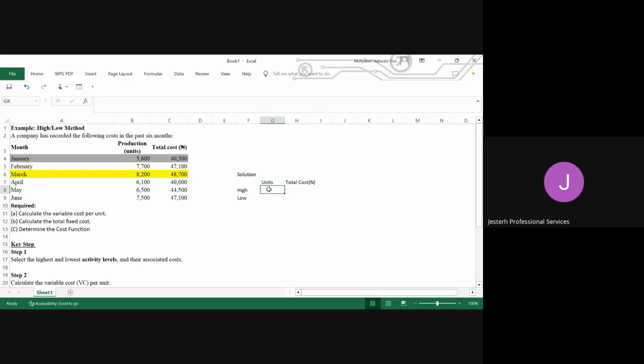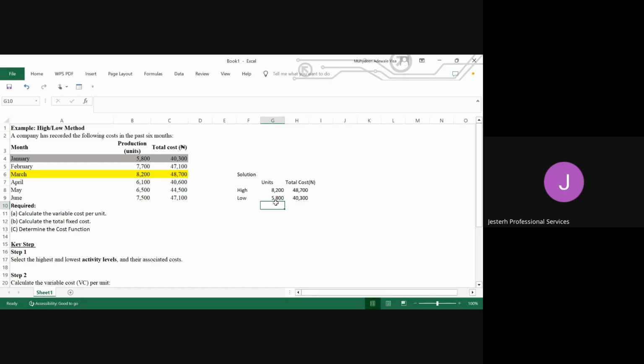Now, what is our high unit? Our high unit is in March, which is 8,200 units, while the associated cost of it is 48,700. Now the lower level of activities is in January, which is 5,800, and the associated cost to it is 40,300.